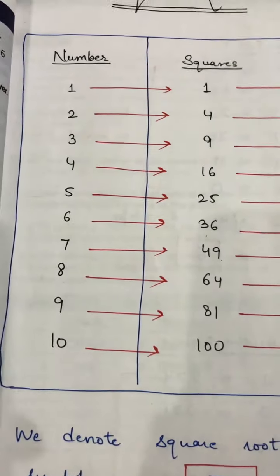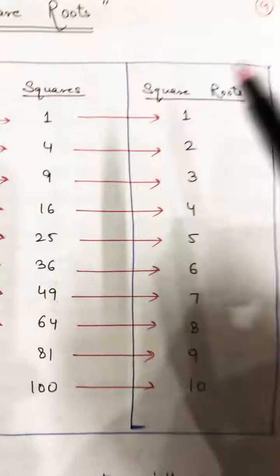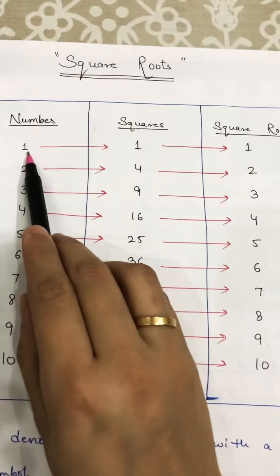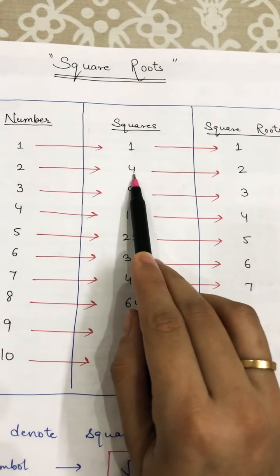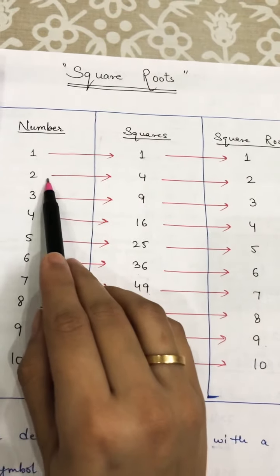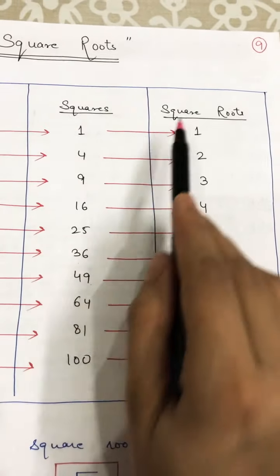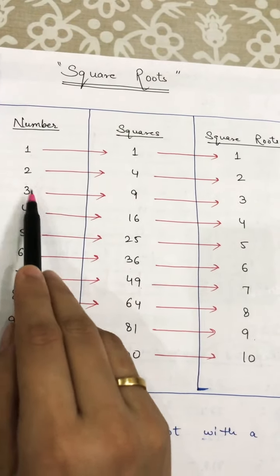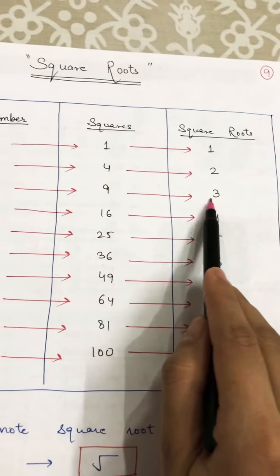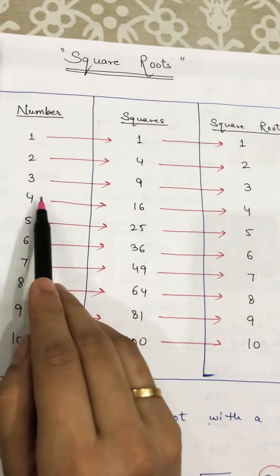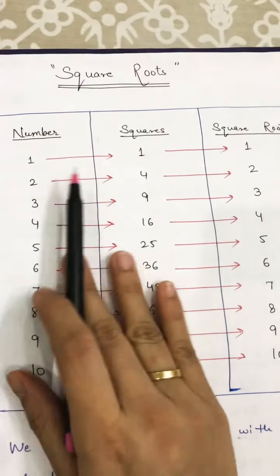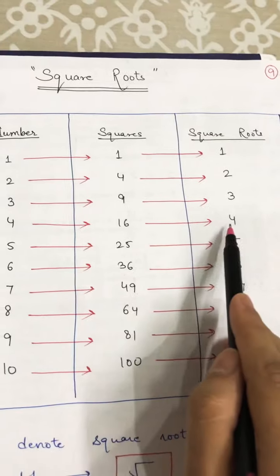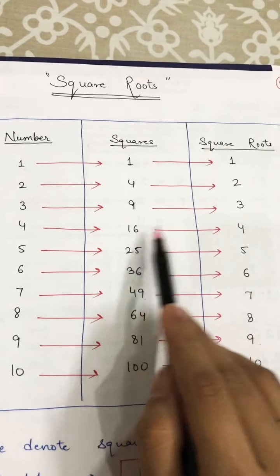What do you mean by square root? Square root means 1 is the square of which number? 1 is the square of 1. 4 is the square of which number? 4 is the square of 2. So that means the square root of 4 is 2. 9 is the square of which number? 3. So the square root of 9 is 3. 16 is the square of which number? 16 is the square of 4. So 4 square is 16, and the square root of 16 is 4.